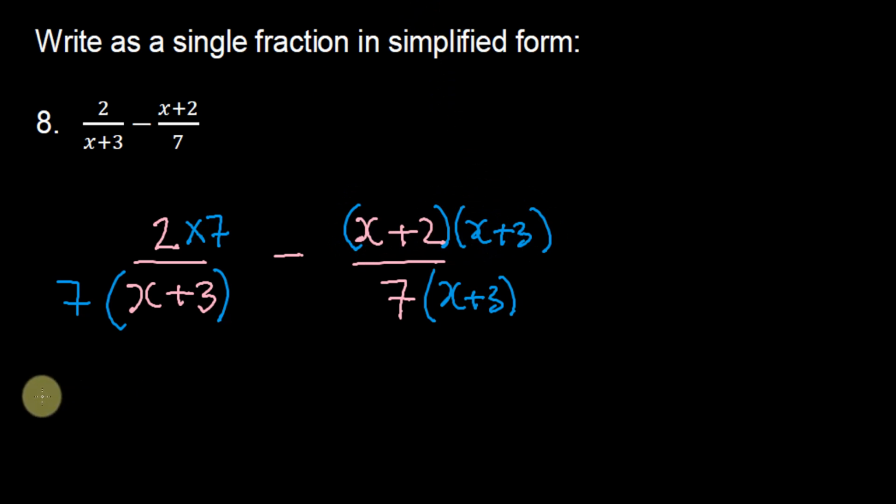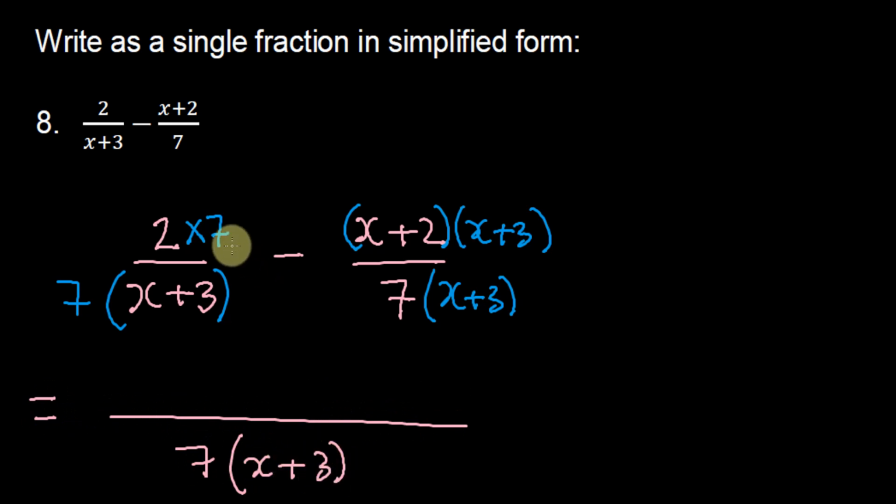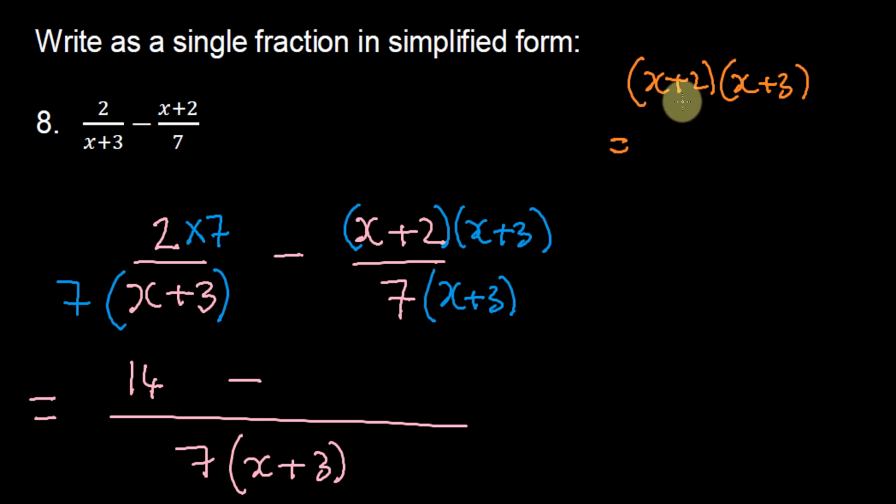The denominators are the same now, so we can write it all over one denominator. In the numerator, we have 2 times 7, which is 14, and then we have a negative sign. Now, I'm going to multiply out the brackets here on the side. So, x plus 2 times x plus 3. So, x times x is x squared. X times 3 is 3x. 2 times x is 2x. And 2 times 3 is 6.